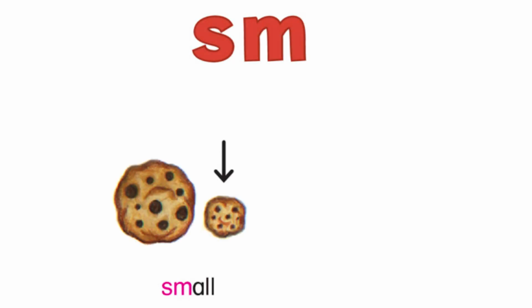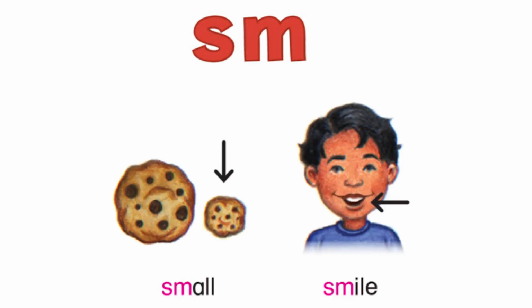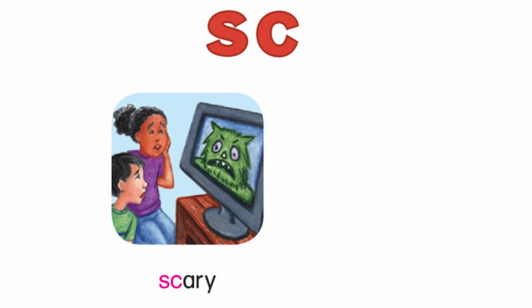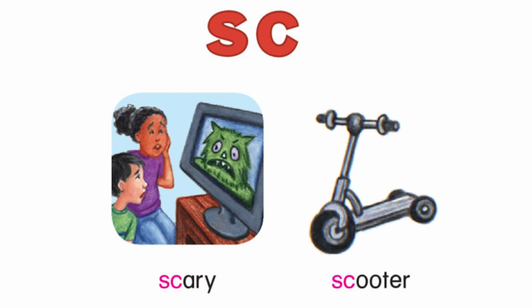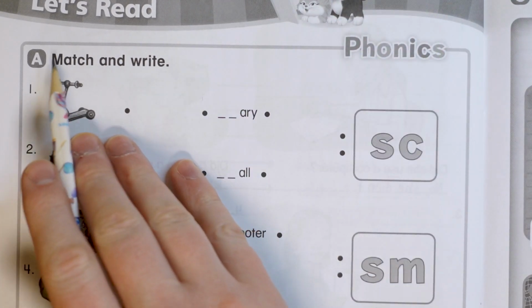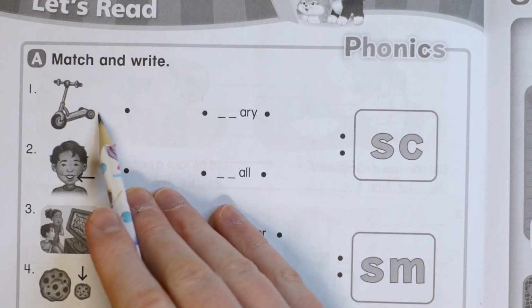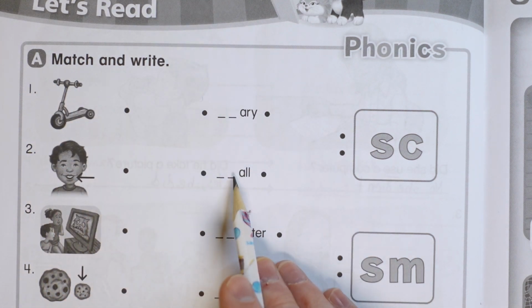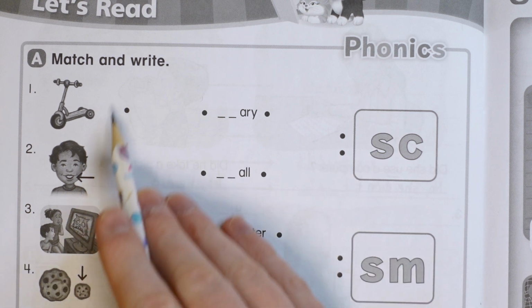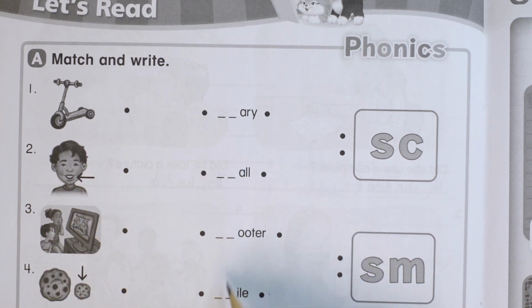Sm, sm, small. Smile. Sk, sk, scary. Scooter. All right, for part A, let's just match them from the picture to the incomplete word and over to the sound, and then we'll write in the missing parts here.